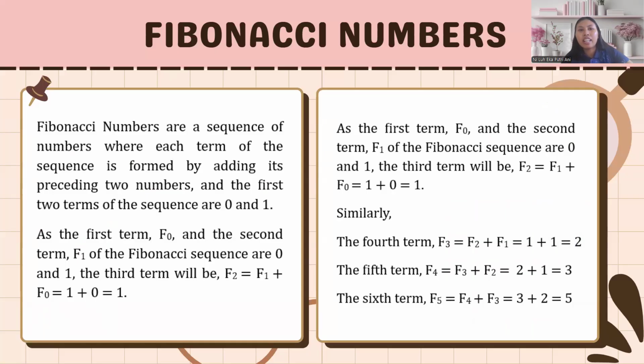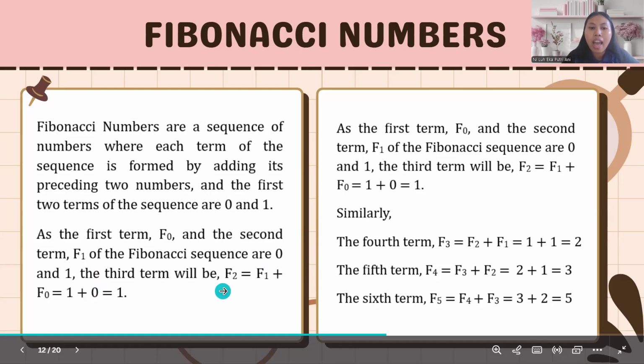Okay, so next, the last topic in the sequence, we have Fibonacci numbers. Fibonacci numbers are a sequence of numbers where each term of the sequence is formed by adding its preceding two numbers, and the first two terms of the sequence are 0 and 1. The first term, f sub 0, and the second term, f sub 1, are 0 and 1. So the third term will be f sub 2 equals f sub 1 plus f sub 0, and we get 1 plus 0 equals 1.